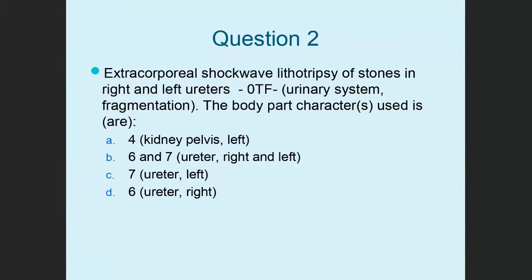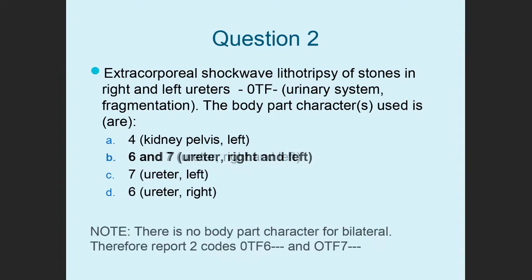Here's another practice. Extracorporeal shockwave lithotripsy of stones in the right and left ureters. 02F, urinary system fragmentation. The body part characters used are 4 kidney pelvis, 6 and 7 ureter right and left, 7 left, 6 right. In this case, there's no body part value for bilateral, so you would do 2 codes, one using a 6 body part value and one using a 7 body part value.